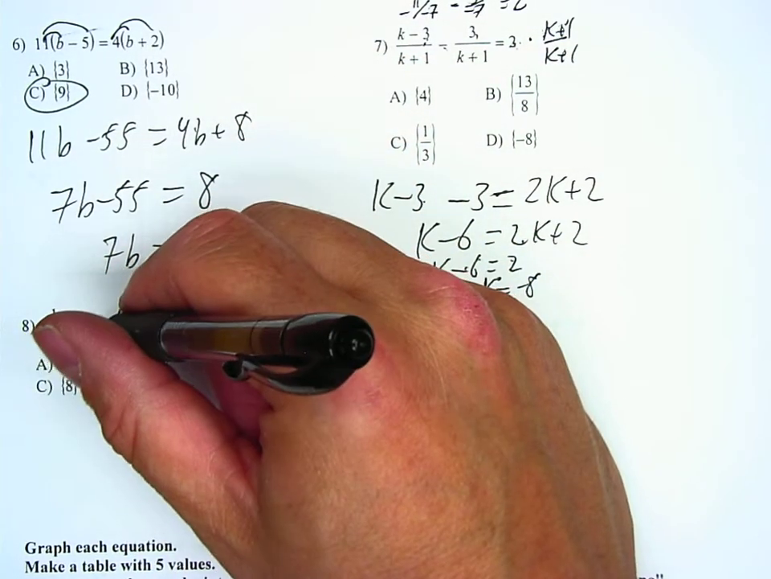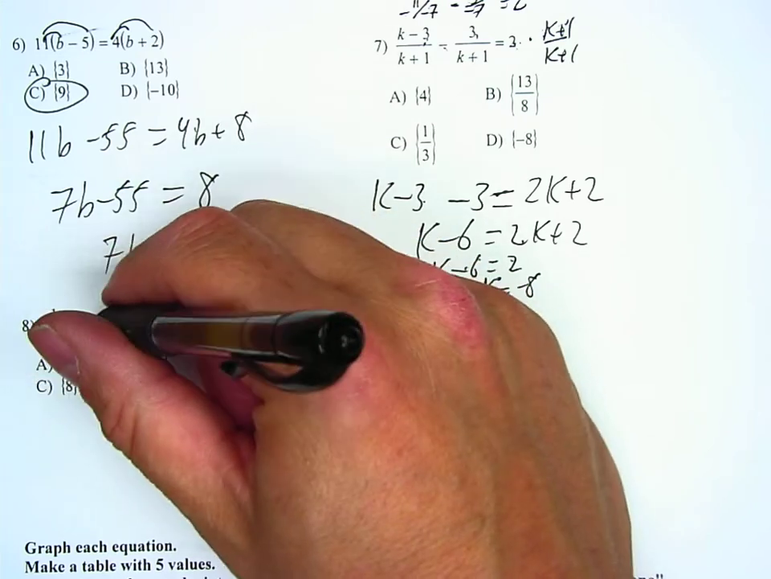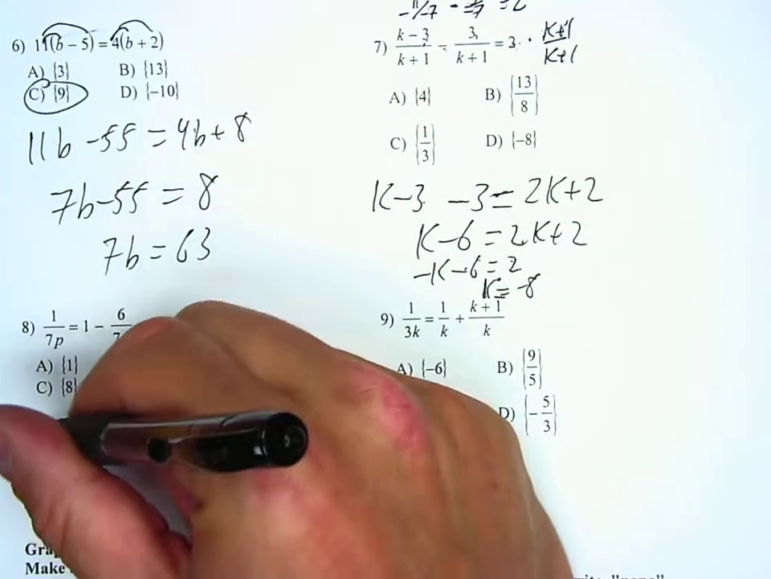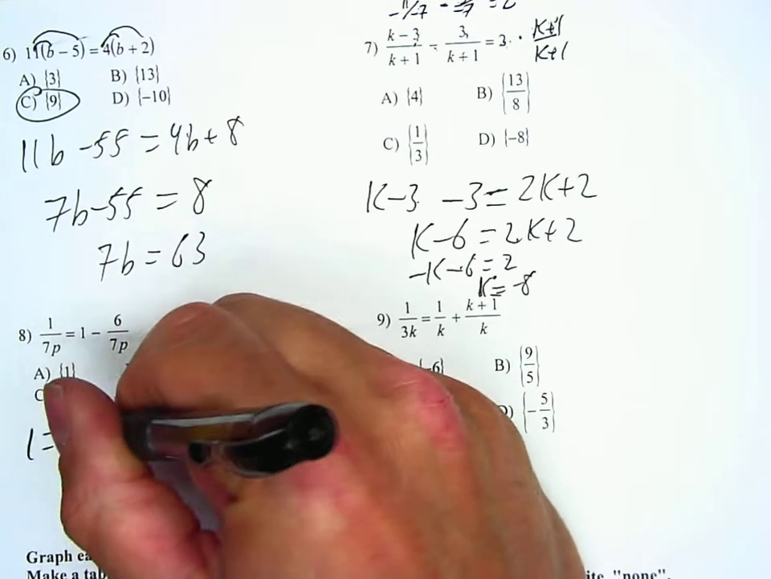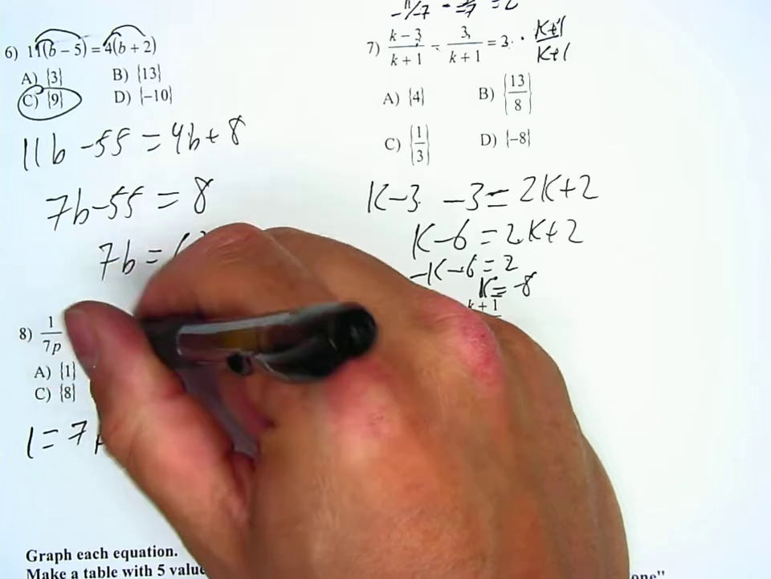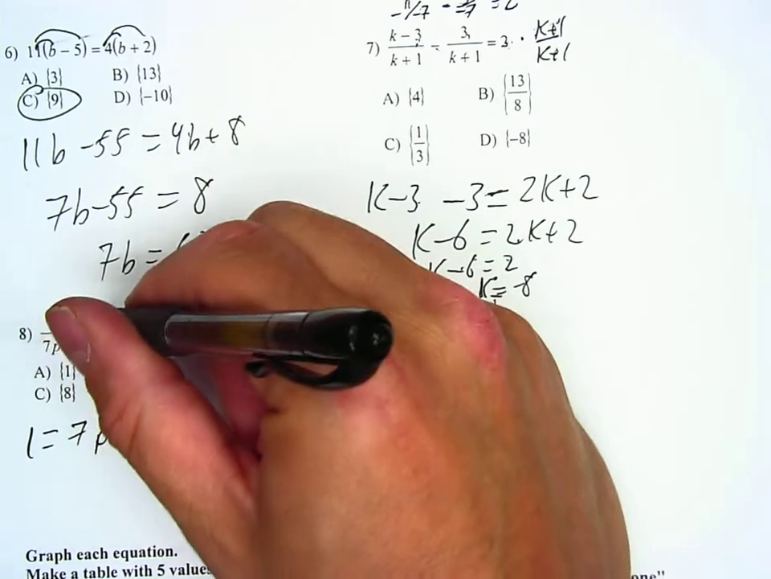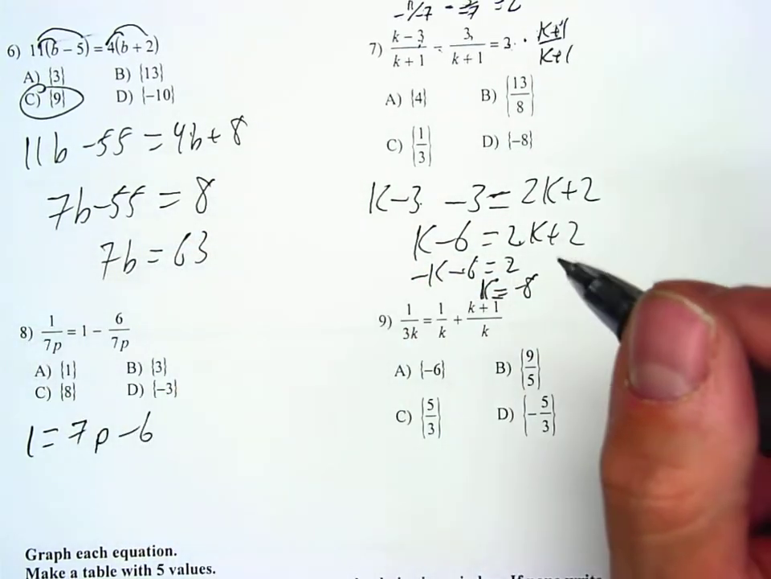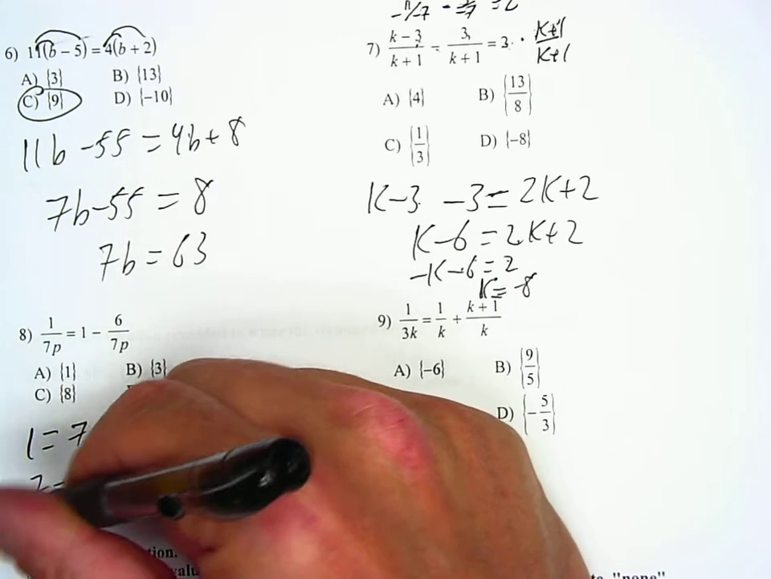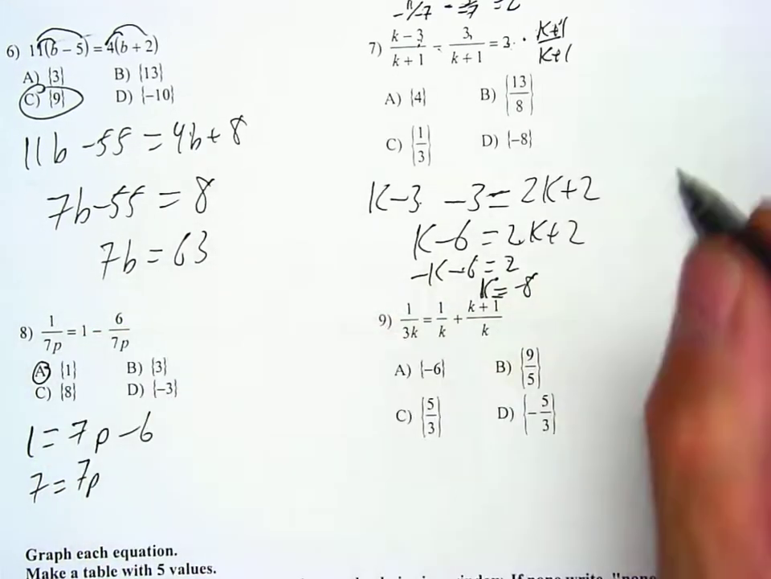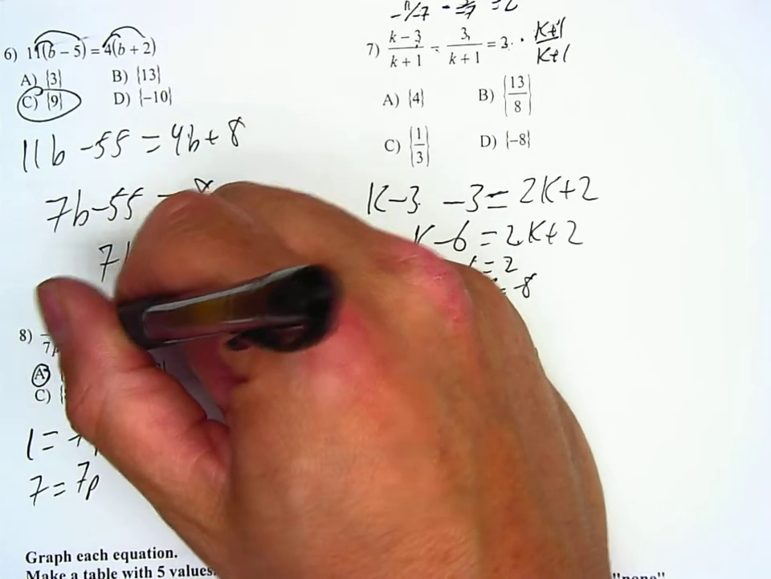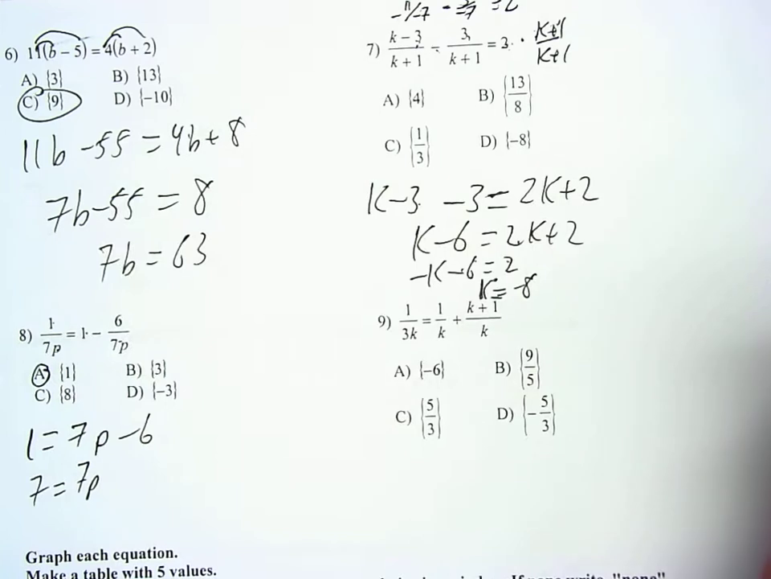I'm going to eliminate the 7p either by timesing through by it to move it to the 1 or by timesing the 1 by 7p over 7p. So 1 is equal to 7p minus 6. Again, I move that 7p from the bottom to the top by timesing by it or by timesing top and bottom by 7p. Adding 6 to 1, we get 7. Dividing 7 into 7, we get p is equal to 1. And again, we're going to check: 1/7 is equal to 1 minus 6/7. That is a true statement.